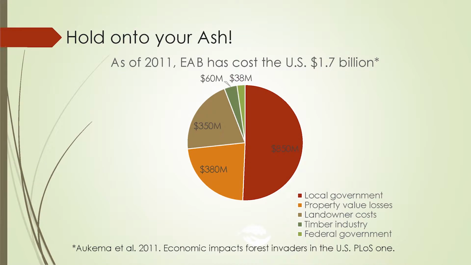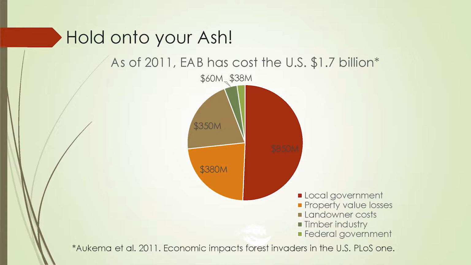The cost of emerald ash borer has been tremendous. Over $1.7 billion in control measures and losses are attributed to this single insect. Most of the expenses have fallen on local governments and property owners. In this pie chart, over half the cost of emerald ash borer, or $850 million, has been saddled by local governments. Property value losses have totaled over $380 million. In the next couple slides, I will show an example of property value losses.